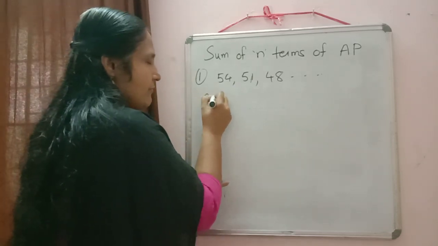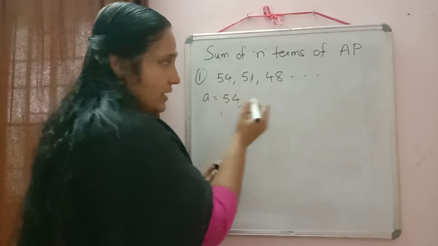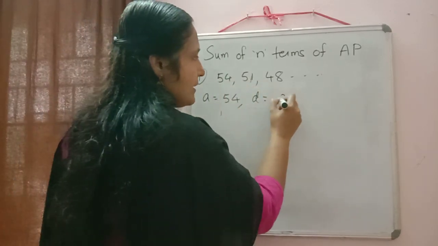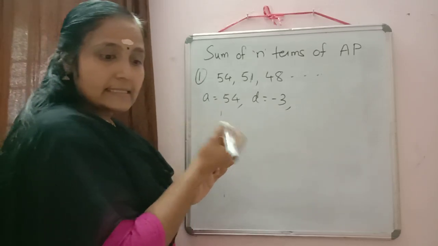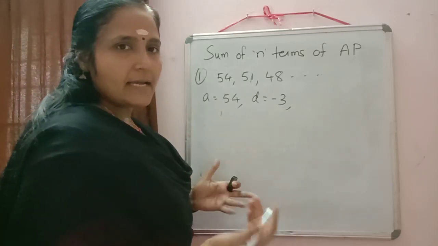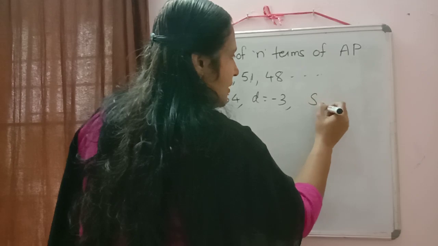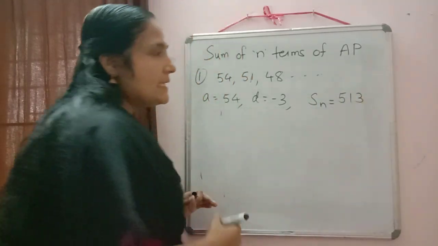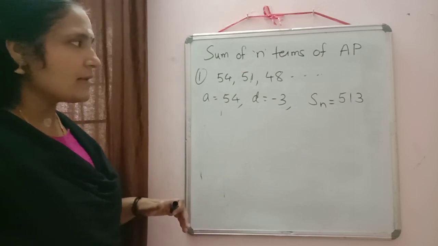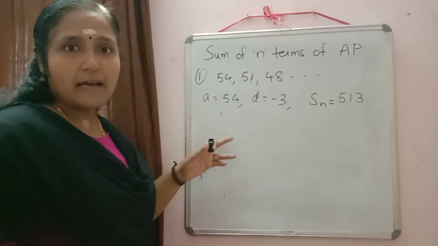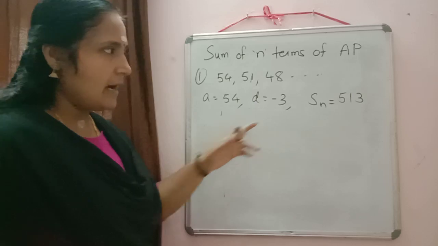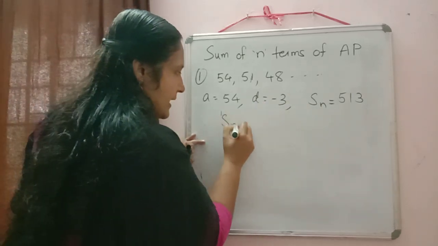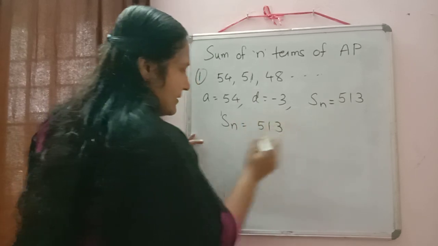So here we have a equal to 54, d equal to 51 minus 54, that will be equal to minus 3, and the sum is given. How many terms there are, that we don't know. The sum of n terms is given as 513. So how many terms are possible, that we have to calculate. How many terms means what we have to calculate? Yes, we have to calculate the value of n. As given, Sn is equal to 513.